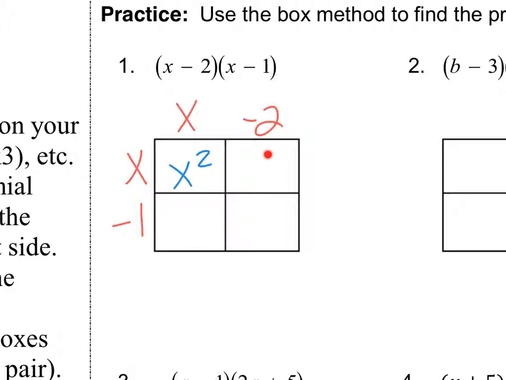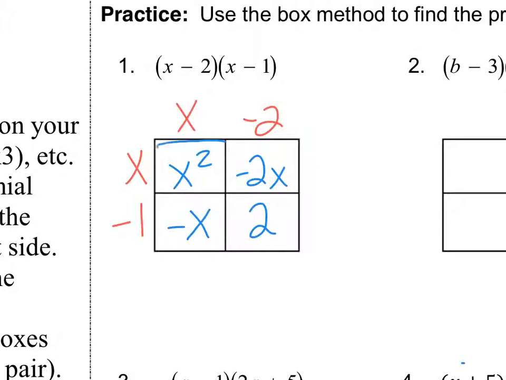Now my next box right here is going to be x times negative 2. That would be negative 2x. And my third box right here is going to be negative 1 times x, because that's where those two intersect. So that's going to be negative 1x. I'm not going to write the 1. And then my last box right here is going to be negative 1 times negative 2, which happens to be positive 2.